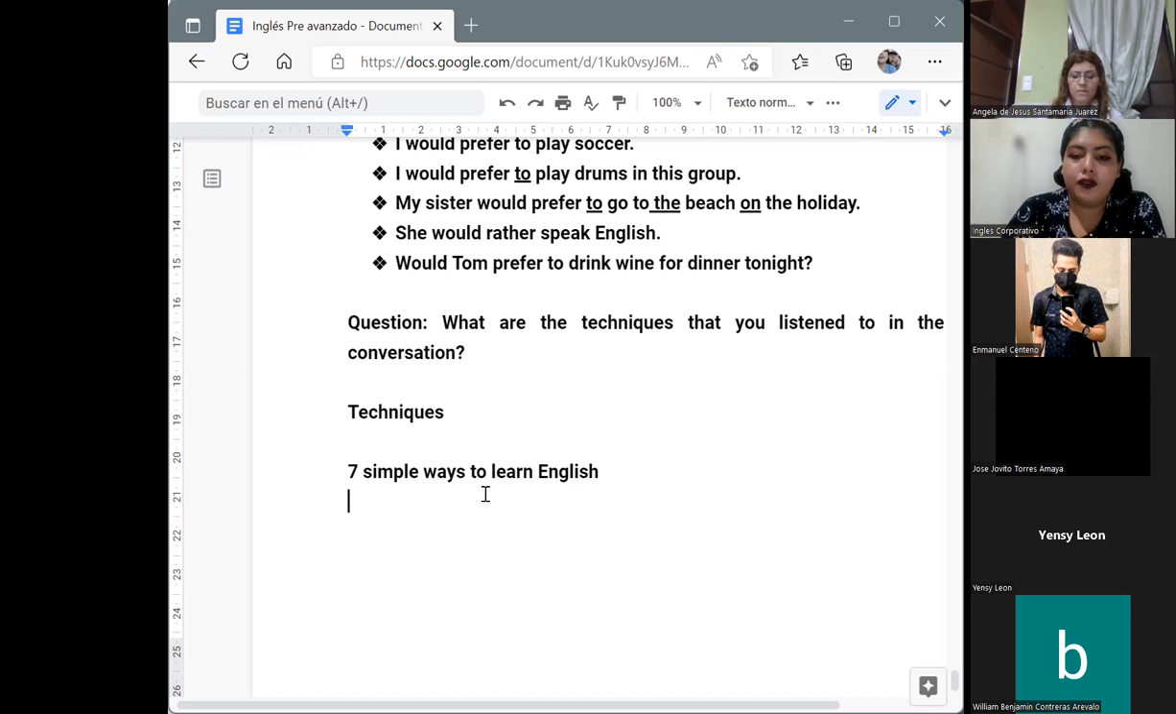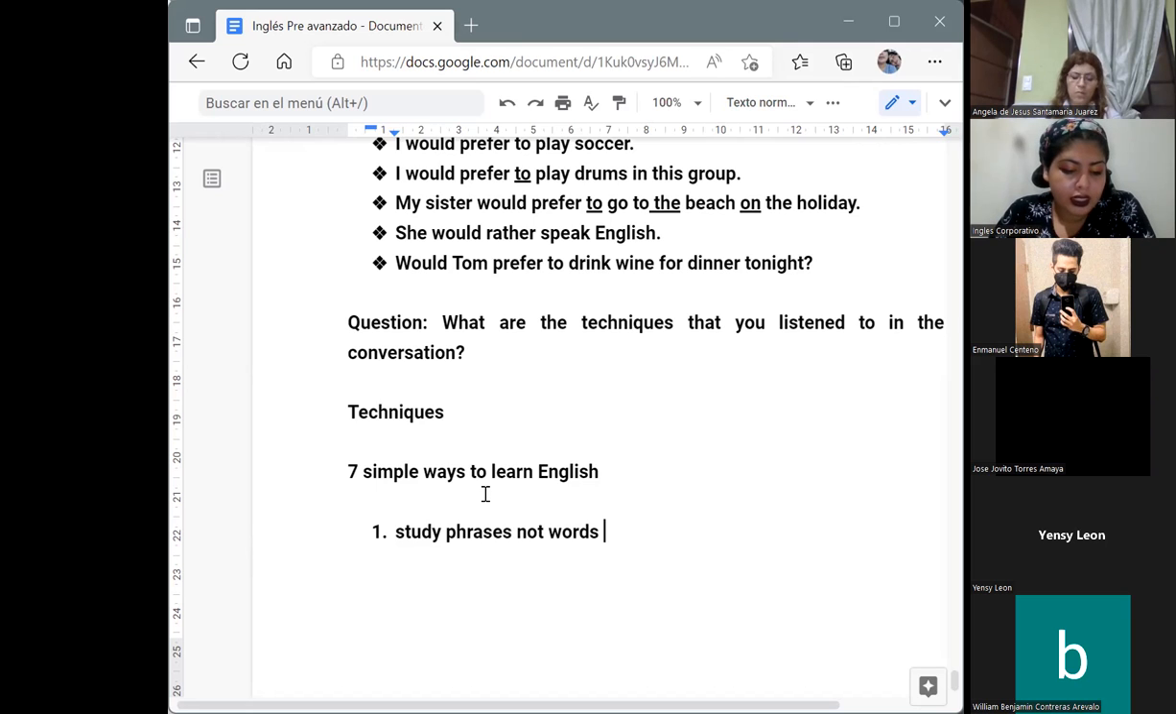So, one of the 7 simple ways is study phrases, not words. And what is this about? It says when you study English or any language for that matter, you shouldn't learn individual words, because memorizing them makes no sense without context. Instead, you should study whole phrases.